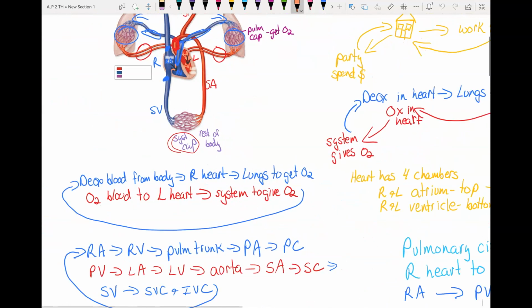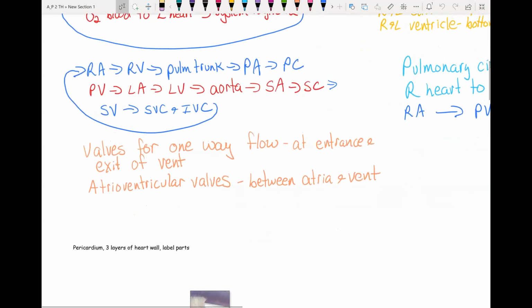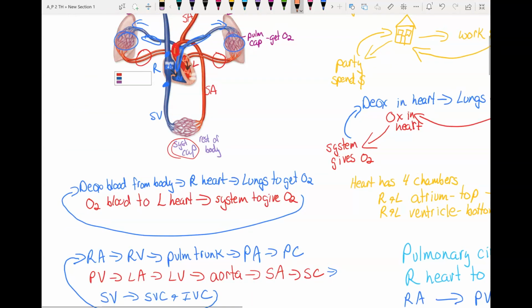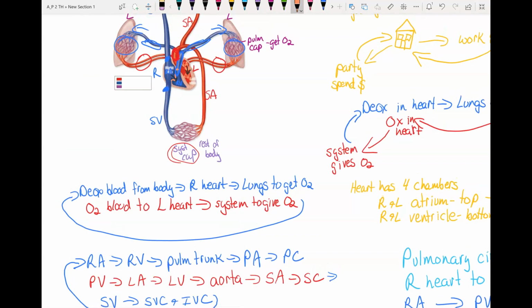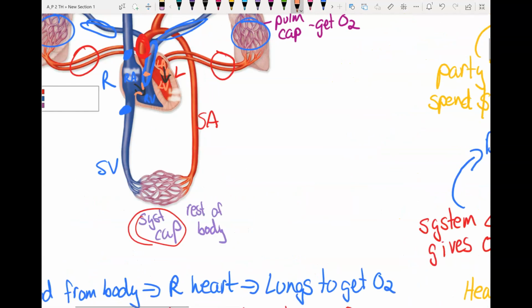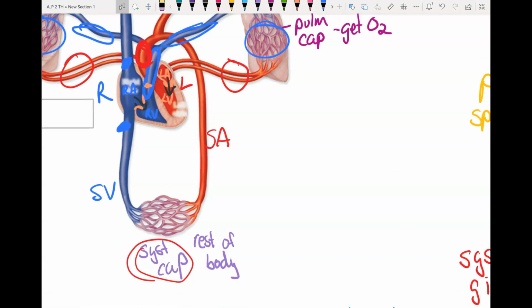The other set of valves is the semilunar valves. These are between the ventricle and the artery that it pumps into. So you have the pulmonary semilunar, which would be right here, where the right ventricle pumps into the pulmonary trunk, and the aortic semilunar is right there, where the left ventricle pumps into the aorta.